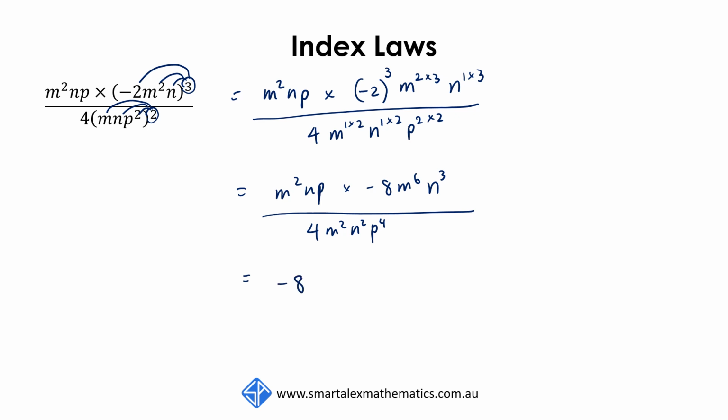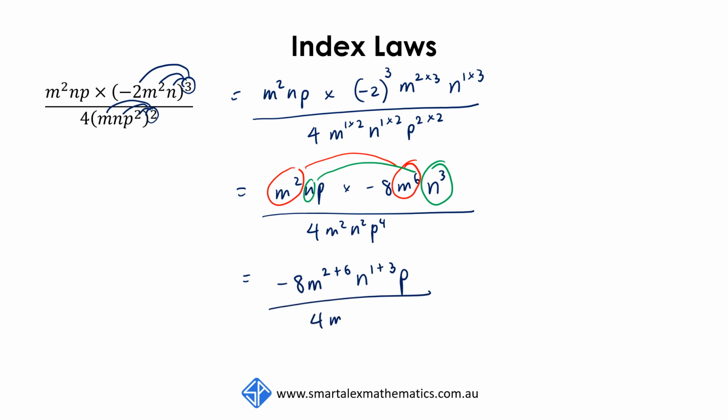So we can see again here that we've got m squared times m to the 6th. So we just need to add the indices. M to the power of 2 plus 6. We also have n times n cubed. Again, we just need to add the indices. N to the power of 1 plus 3. And then p. On the bottom, 4m squared n squared p to the 4.